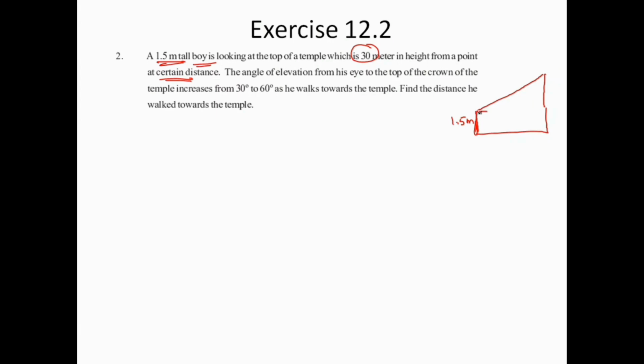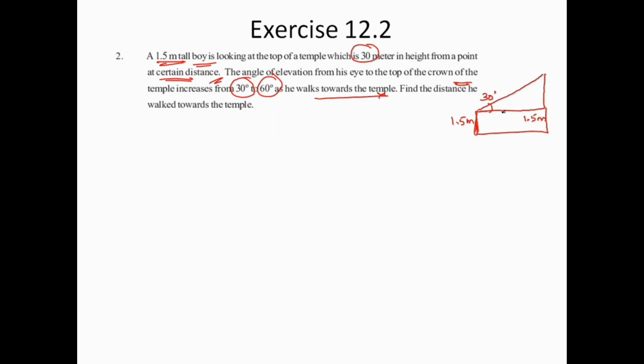So this becomes a rectangle, isn't it? The length of this one is 1.5 meters only. So this is the information up to here which we read. The angle of elevation from his height to the top of the crown of the temple is 30 degrees. Means this is around 30 degrees. Over here it is how much? 30 degrees. Okay. Now this is increased to 60 degrees as he walks towards the temple.